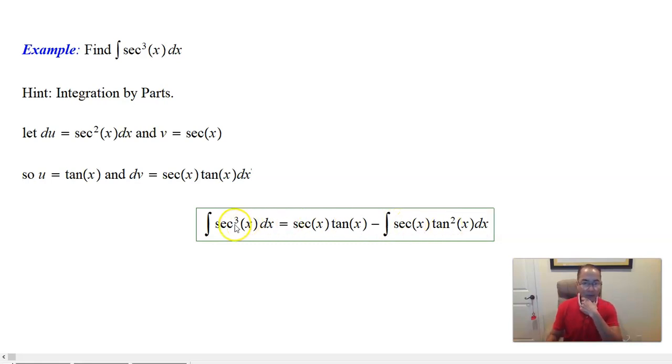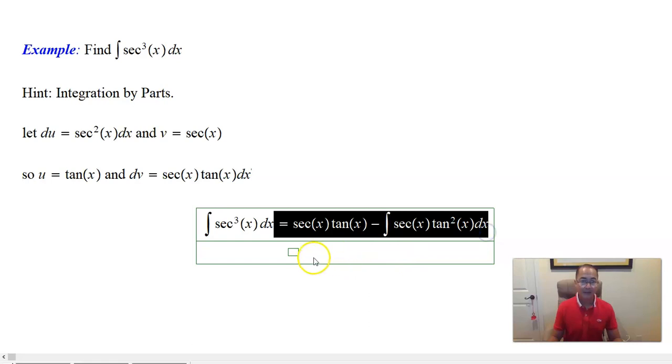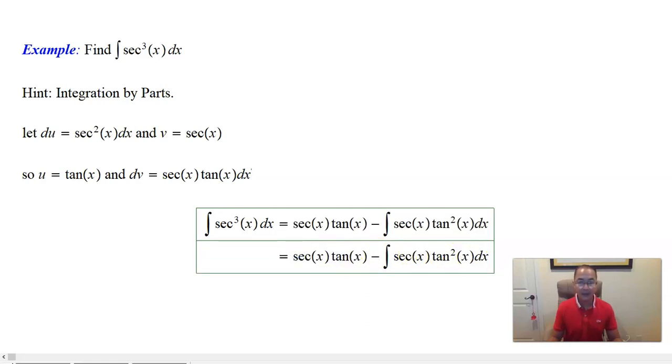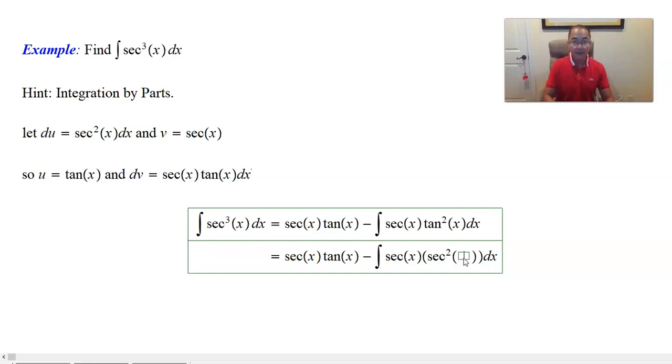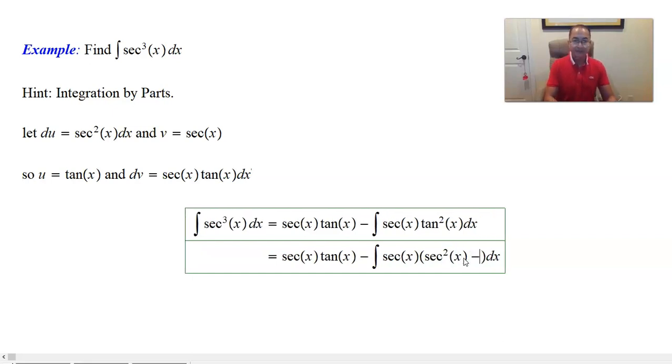Does that look better or worse than the original? Well, technically it's still third power, you got two plus one, so it's not that much better or worse. However, we still need to integrate that. So what are we going to do? One more time, tangent squared. One plus tangent squared is secant squared, so tangent squared is secant squared minus one. Secant squared of x minus 1.